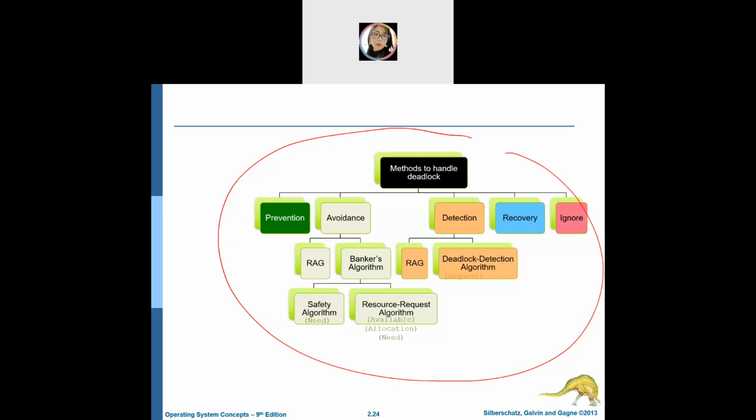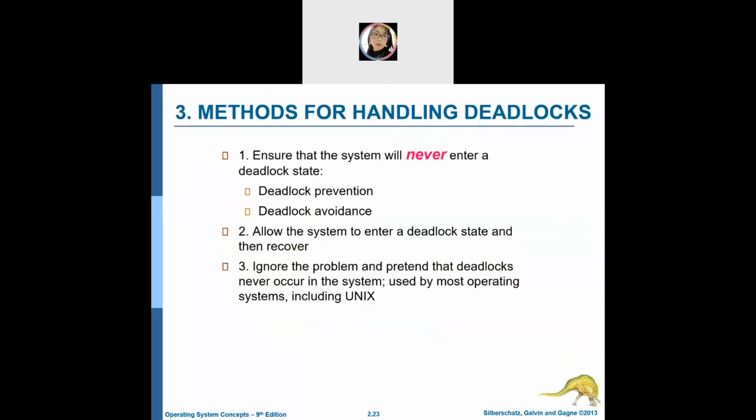Okay. So, methods to handle deadlock. You have prevention, avoidance, detection, and recovery. Lastly, you can ignore it. In terms of avoidance, we have RAG and the banker's algorithm. In the banker's algorithm, you have the safety algorithm and the resource request algorithm. In detection, you also have RAG and the deadlock detection algorithm.